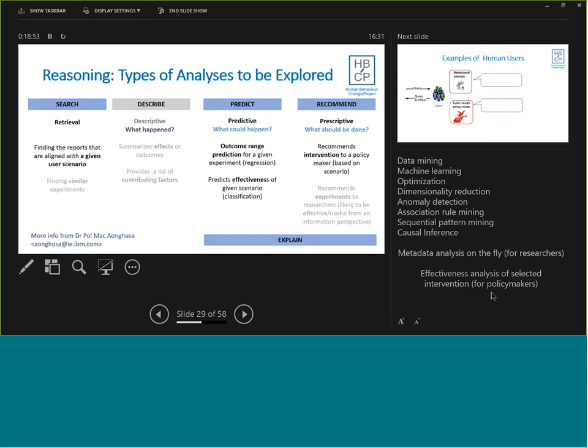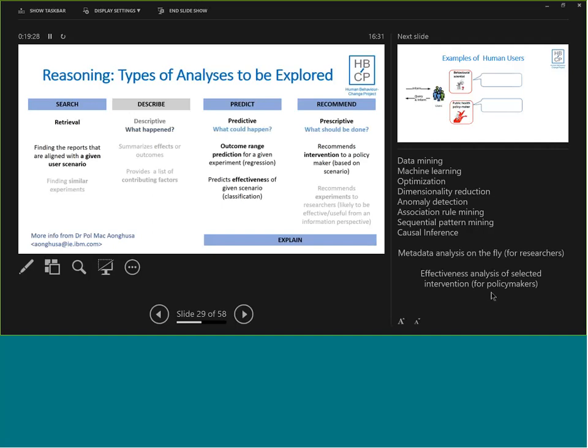Okay, so in terms of reasoning, these are types of analyses that are being explored at the moment. So if you look at the tops of the columns, we have search, describe, predict, recommend. Under search, we've got retrieval, finding the reports that are aligned with a given user scenario. Then descriptive, this is just what happened. Predictive, what could happen. So an outcome range prediction for a given experiment, and prediction of the effectiveness of a given scenario. So beginning to classify as well as regress.